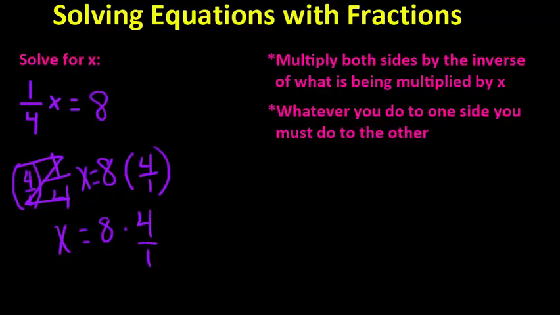You can look at this two ways. You can say, okay, I know that any number is actually that over 1, and say 4 times 8 is 32, and 1 times 1 is 1. Or you can look at it the opposite way and say, I know that 4/1 is the same as 4, so 8 times 4 is 32. So this, we get 32.